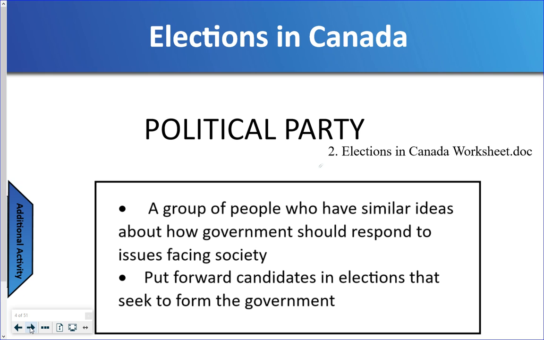So when I think of political parties, I think of the Conservative Party, the Liberal Party, the New Democratic Party, the Green Party, the Bloc Québécois Party. In the United States, I think of the Democrat Party and the Republican Party.